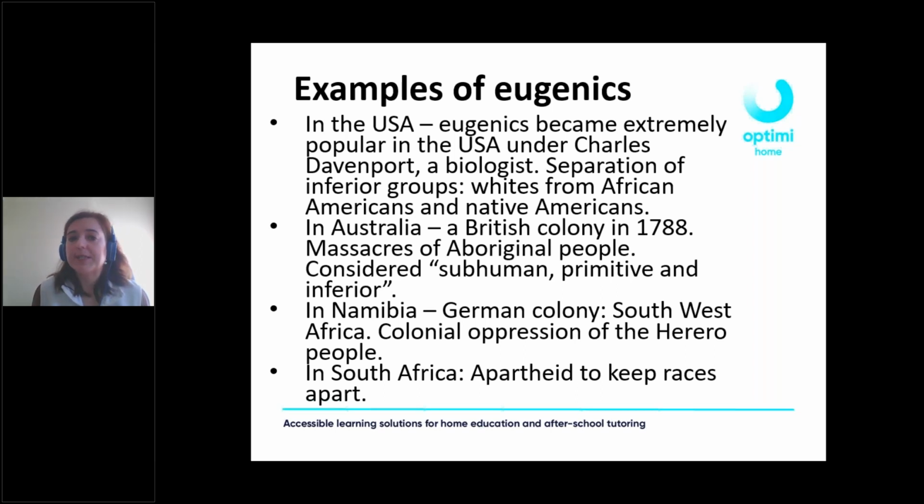Now, in the USA, for example, eugenics also became extremely popular under Charles Davenport. He was a biologist. Now, remember that the United States already saw other groups as being inferior to themselves, mainly because they wanted to prove their superiority due to technology. If we think about wars with the Native Americans, if we think about wars with the Mexicans, the Aztecs, the Incas, etc., their weapons were much more superior. And this is how they tried to prove superiority.